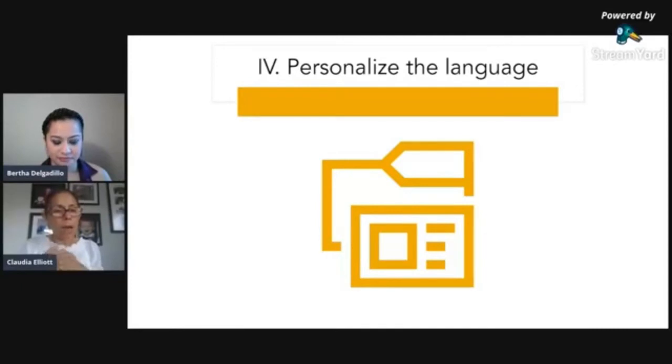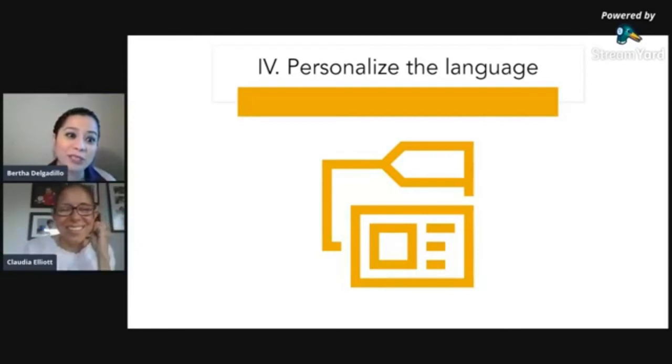Okay, so we have stay comprehensible, scaffold and support the output, and we have 2 or 3. No. Personalize the language. I think we're missing one. I think so too. But that goes back to making sure that we get to know our students when we deliver the language to them. Yes, and this is a great one.